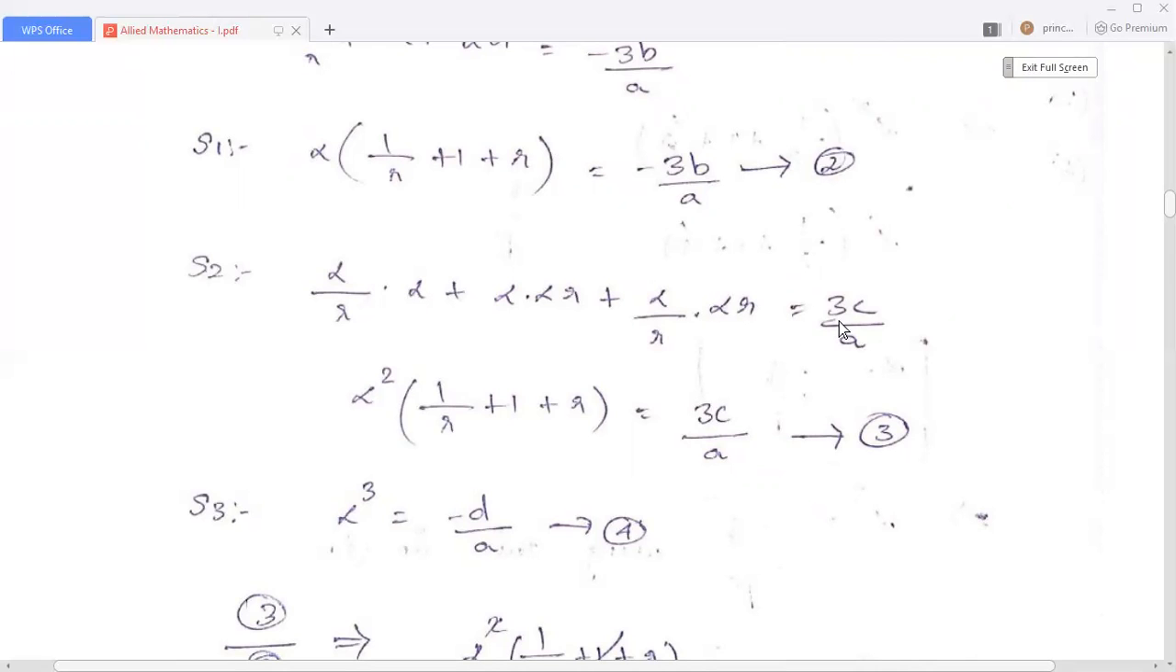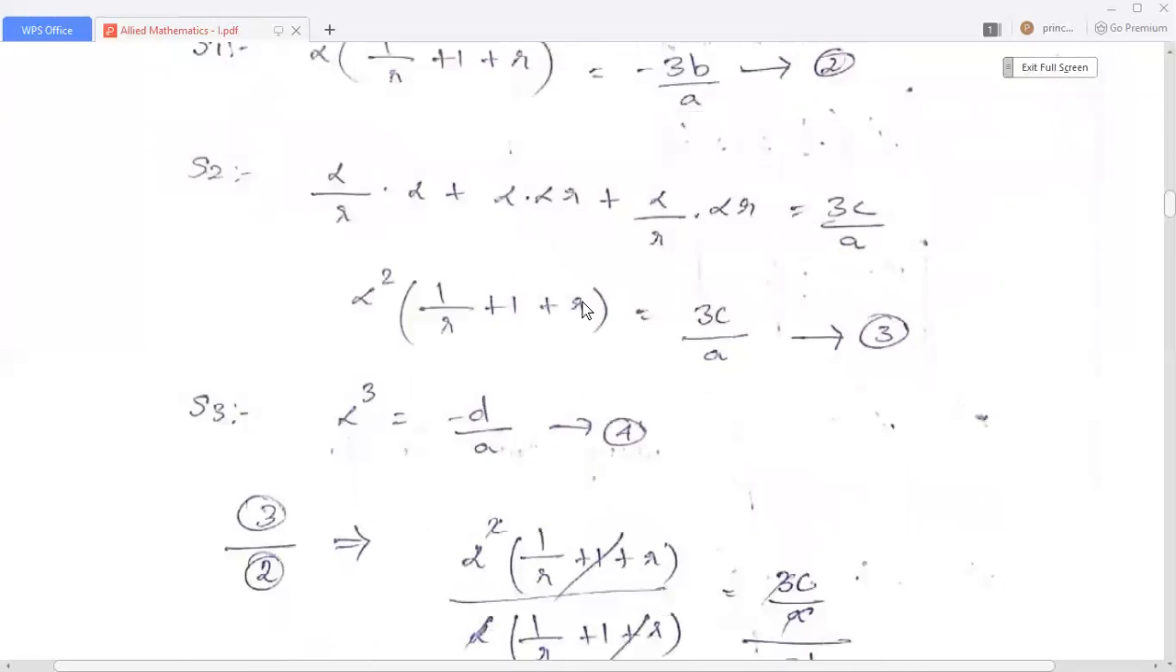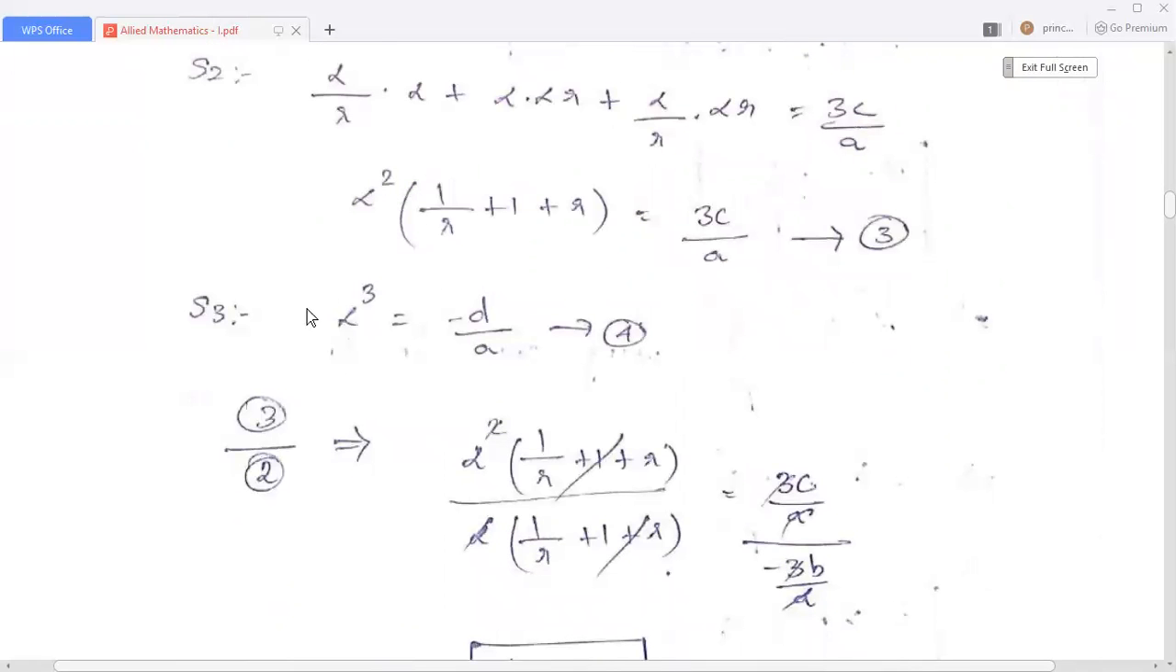So that is equal to 3c by a. When you simplify this, you get alpha square into 1 by r plus 1 plus r equal to 3c by a. This can be taken as equation number 3. Next, we find the product of all the roots. That is, we get alpha cube equal to minus d by a. This can be taken as equation number 4.